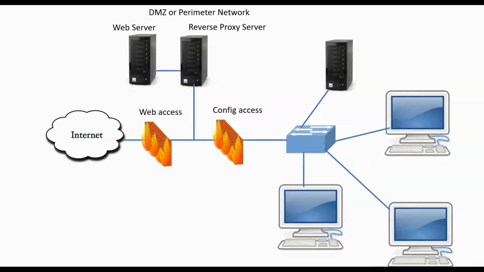Well, here we have what we call a reverse proxy server. What it is really is just a proxy server that we put in our DMZ, or our perimeter network, so that we can hide this web server's ultimate address.